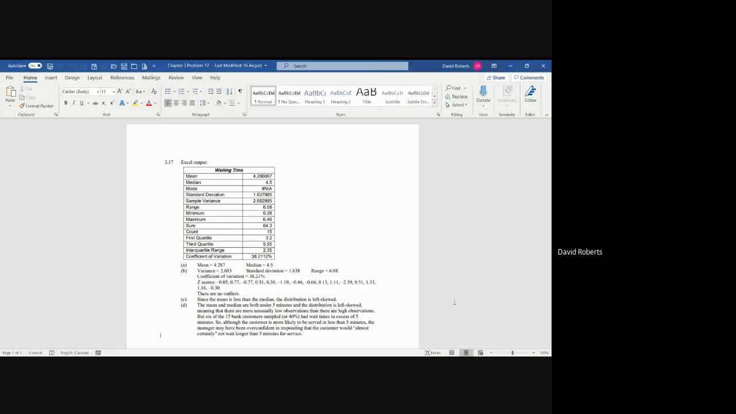And the mean is less than the median, which you should be familiar with by now, means it is left skewed. And the mean and the median are both under 5 minutes, which seems to be the target. And so that means there are more low observations, which in this case is actually good because we're looking at waiting line times, which we'll also do again with Poisson, but this is a different way of looking at things.